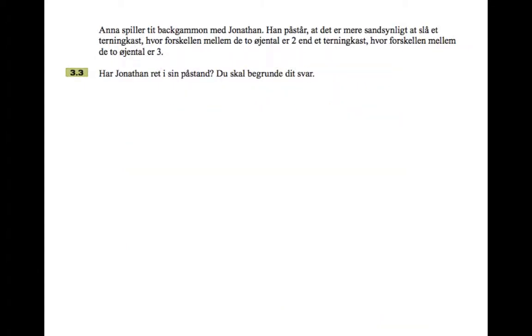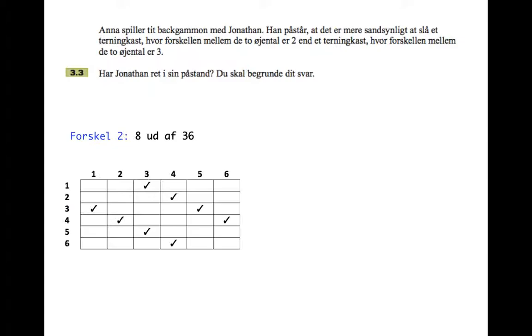Question 3.3. Anna often plays backgammon with Jonathan. He claims that it's more likely to throw dice where the difference between the two dice is 2 than it is to throw dice where the difference between the two dice is 3. Is Jonathan right in his claim? Give a reason for your answer. Well, again, I've got my tables.